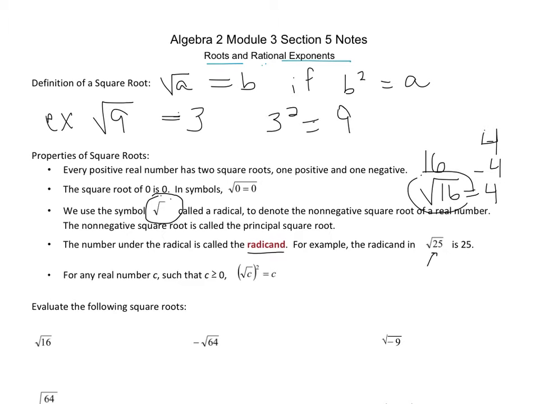The last property: for any real number c, if you square the square root, as you can see here we're squaring the square root, you just get the radicand. So if I took the square root of 8, squared, that is 8.